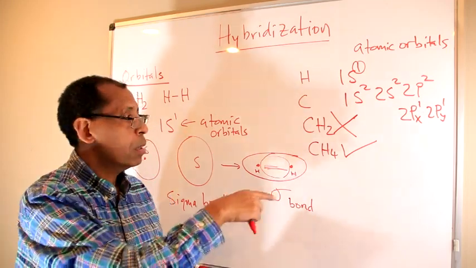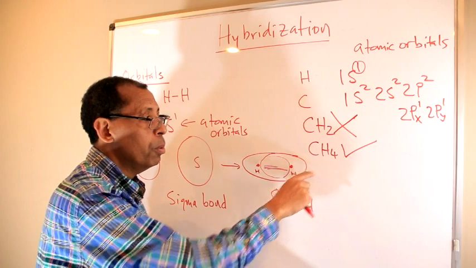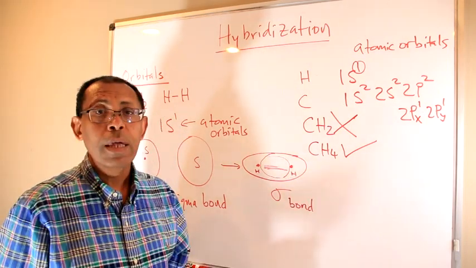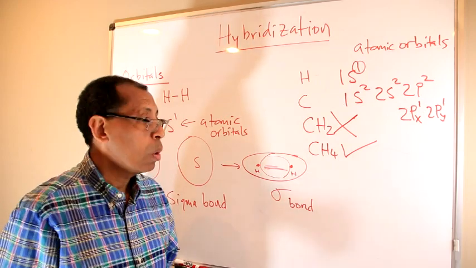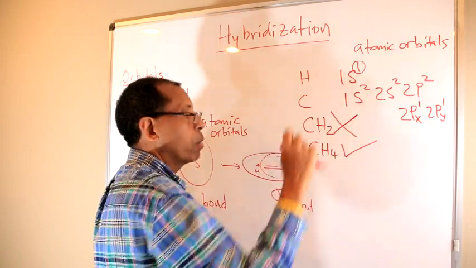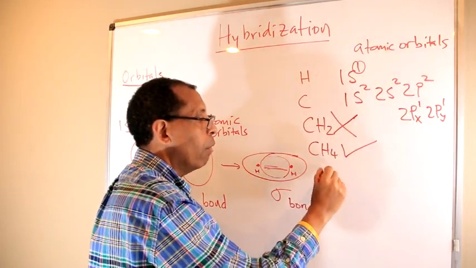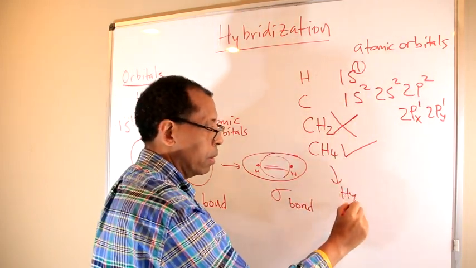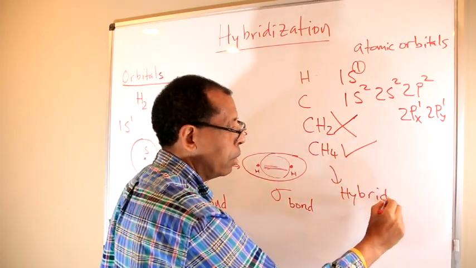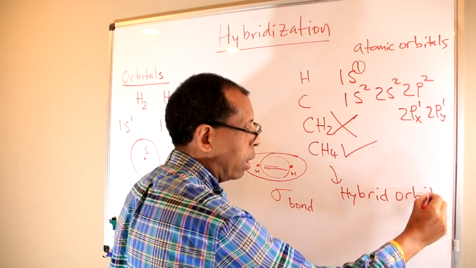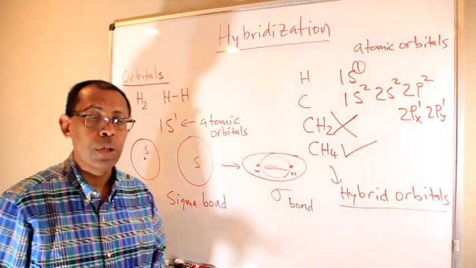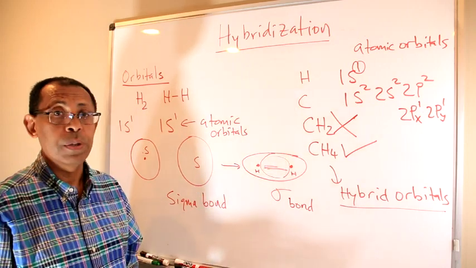So in the next discussion, I will show you how a tetrahedral bond in methane is made from hybrid orbitals. So CH4 is made not from atomic orbitals, but from hybrid orbitals. That's the concept of hybridization. So those are hybrid orbitals. How are hybrid orbitals made? That is in the next discussion, what hybrid orbitals are.